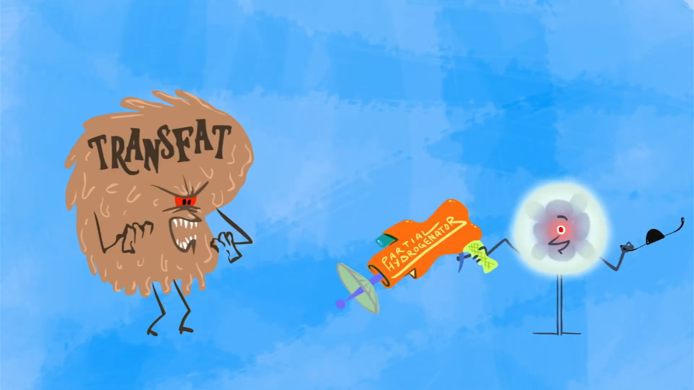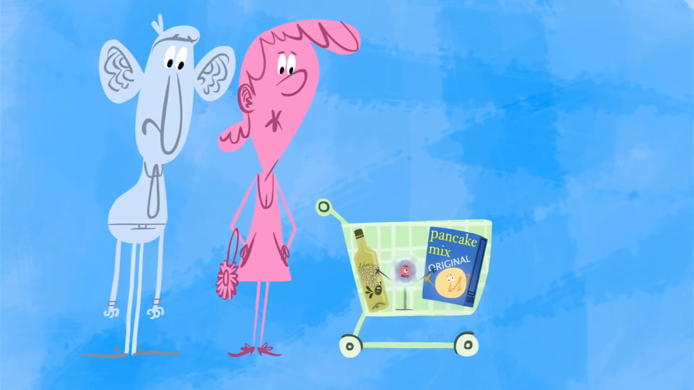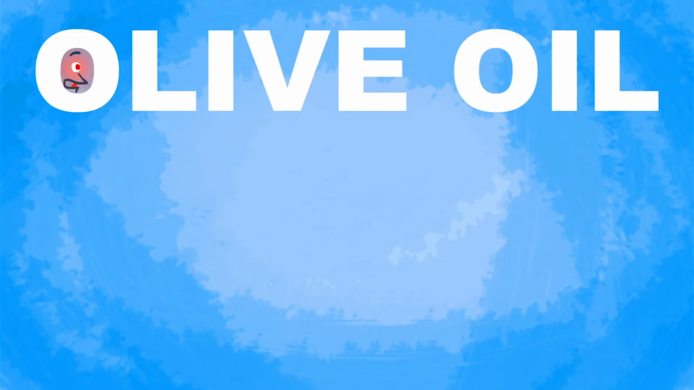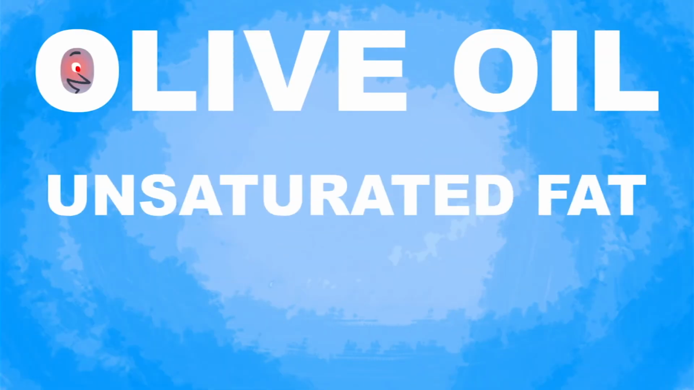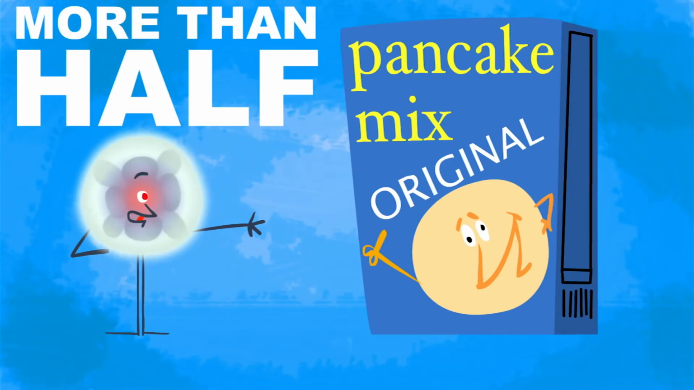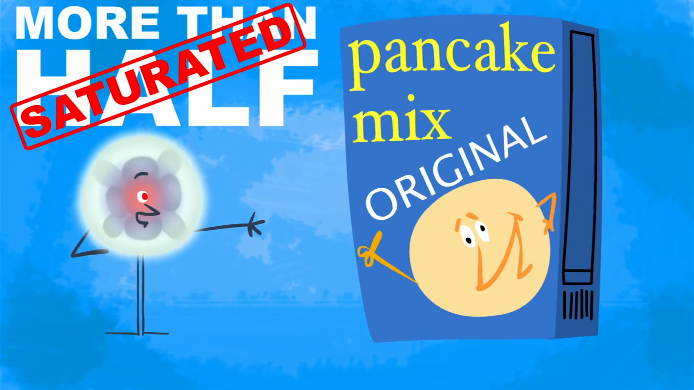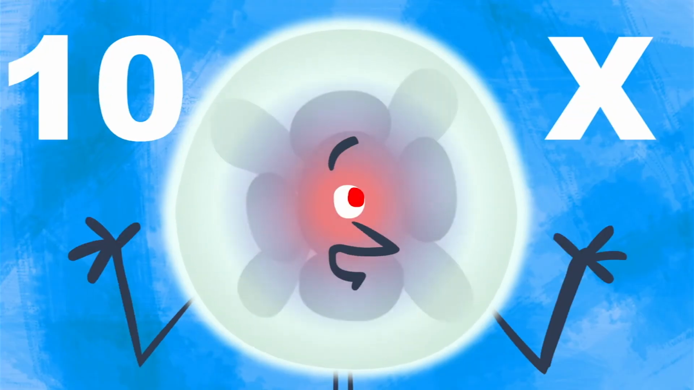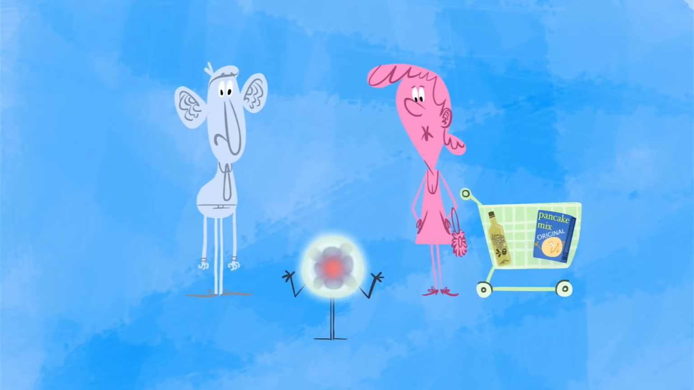So let's go back to our olive oil and pancake mix from before. Olive oil is 100% fat. Pancake mix is only 11% fat. But olive oil is mostly unsaturated fat, and it has no trans fat at all. On the other hand, more than half the fat in pancake mix is either saturated or trans fat. And so even though olive oil has 10 times as much fat as pancake mix, it's healthy for you, whereas pancake mix is not.